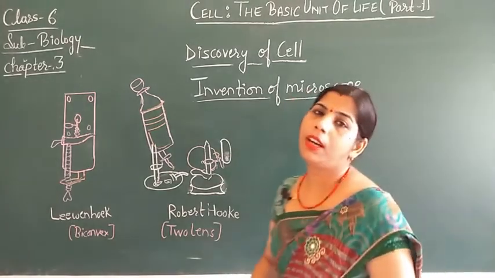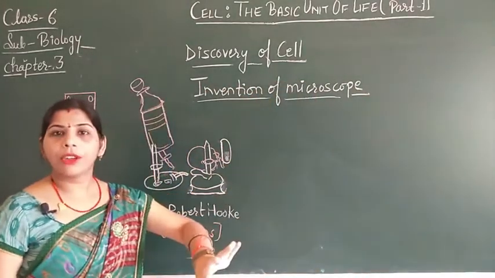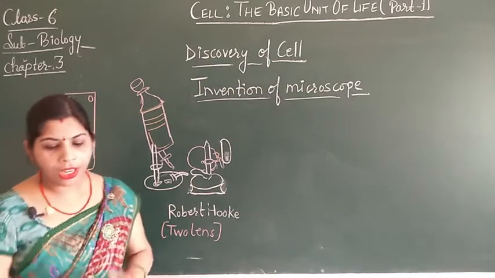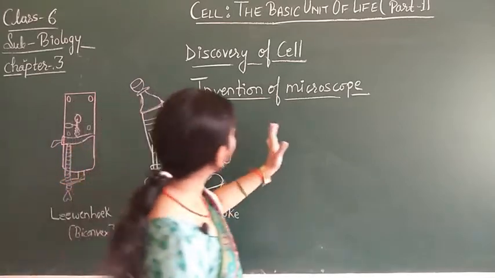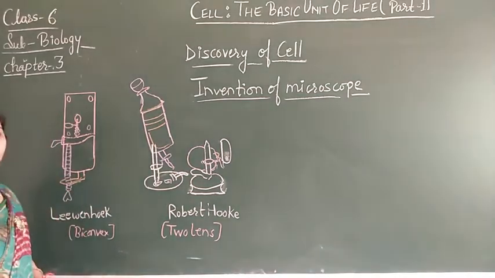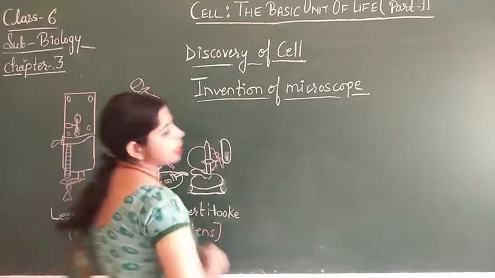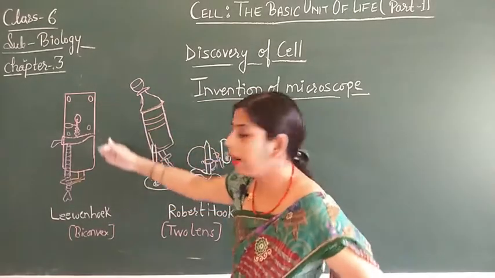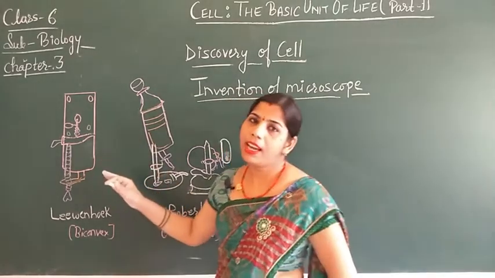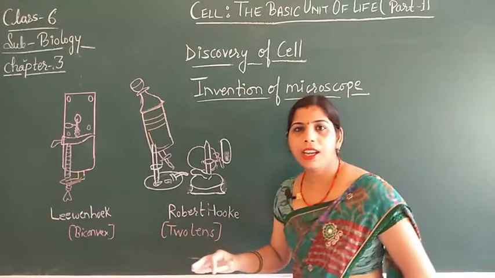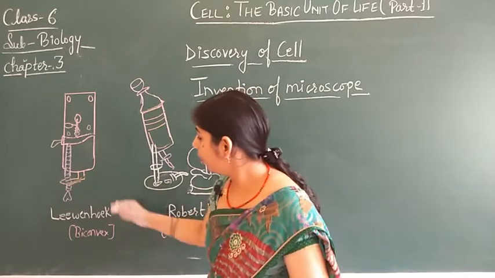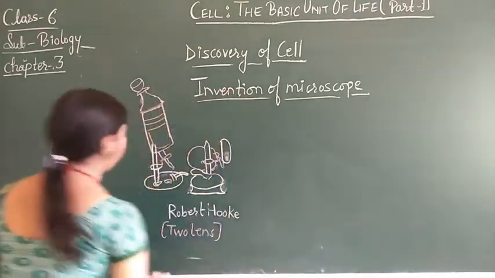The first microscope was invented by Antony van Leeuwenhoek, who lived from 1632 to 1723. He designed this microscope using a biconvex lens. With the help of this microscope, he studied bacteria and blood cells. Leeuwenhoek is also known as the father of microbiology.